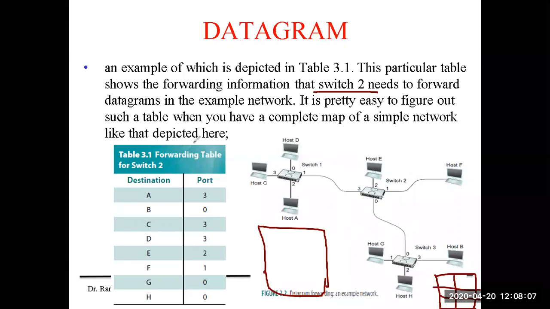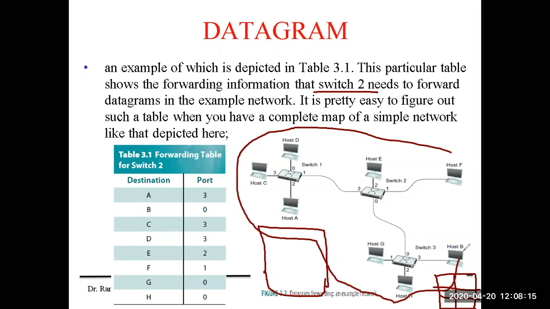So in the examination, they'll give a network diagram like this, and they'll ask you to write the forwarding table at the port number at switch number 1. Switch 2, you can write the same thing. Switch 1, you have to write the same thing.